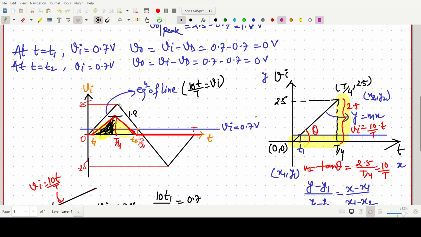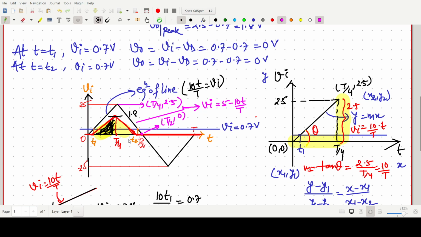This point is our T by 4, the x-axis point, and this one is 2.5, and this point is our T by 2, and the y-axis is 0. So this is also a two-point line equation. If we go with this formula, we can find the line equation, Vi equals 5 minus 10 t by T.